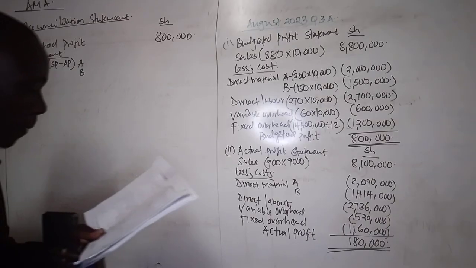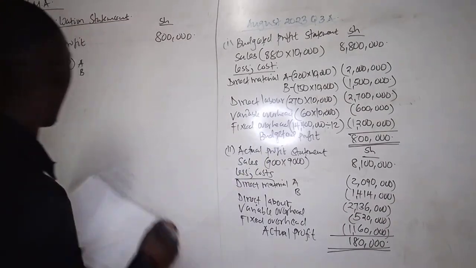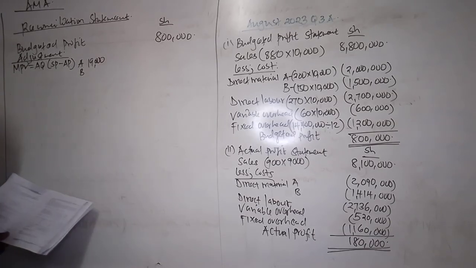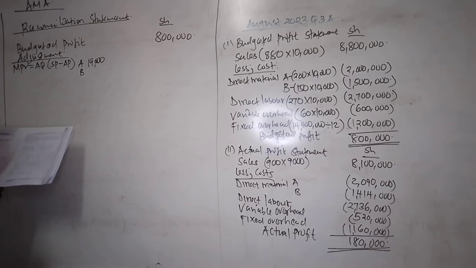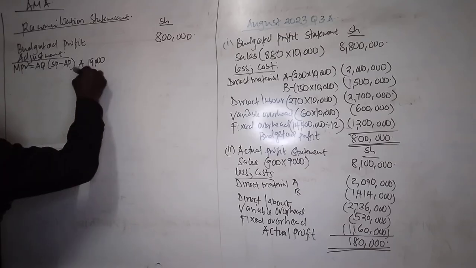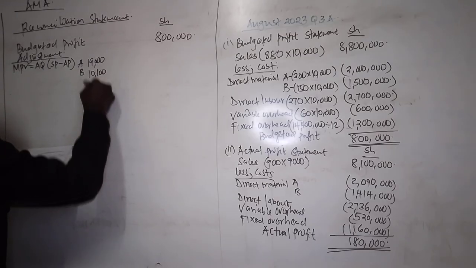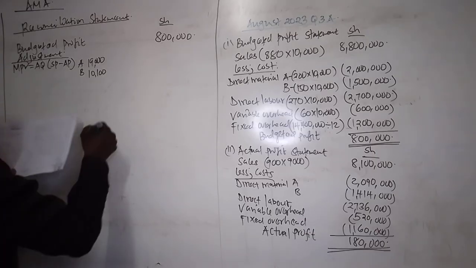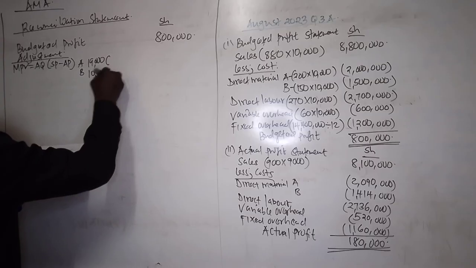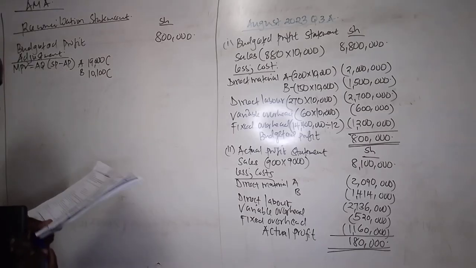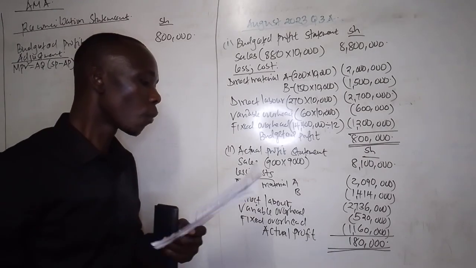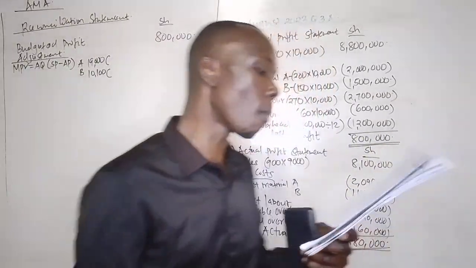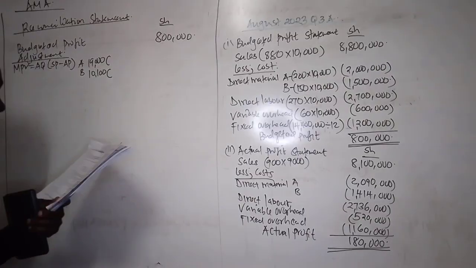You are told that for A, we require 19,000 kgs. For B, we require 10,100 liters. Then we need the standard price. The standard price will be where we have the budgeted information for the product BOMA. So let us go there.